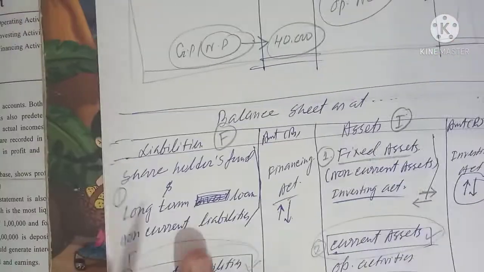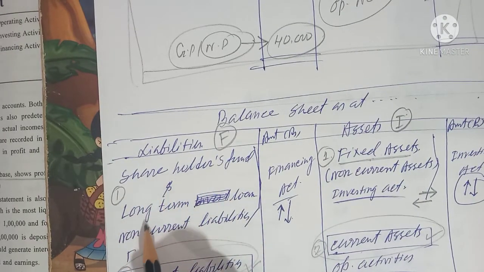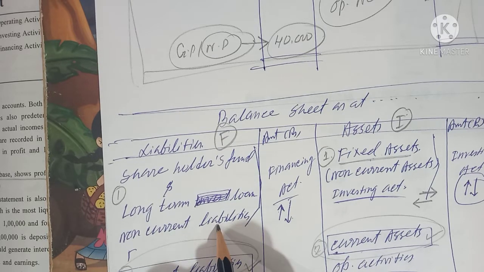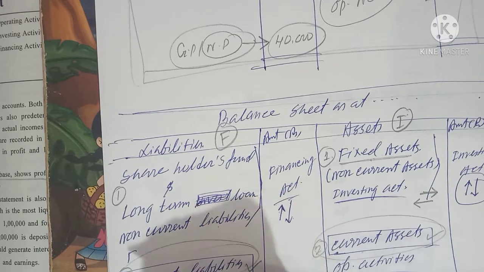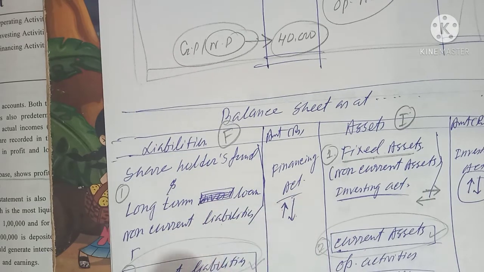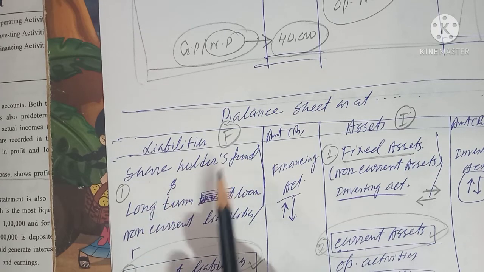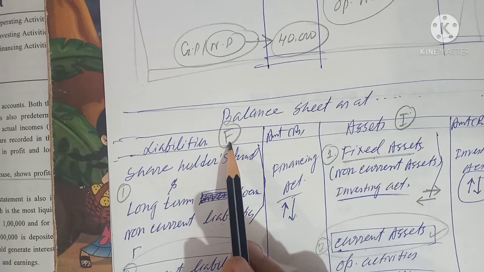And the transactions related with the liability side, shareholders' funds, long-term loans or non-current liabilities, that are increasing or decreasing. Suppose you are issuing shares, cash is coming in. If you are redeeming debentures, cash is going out. So the transactions related with shareholders' funds or non-current liabilities come under the financial activities.